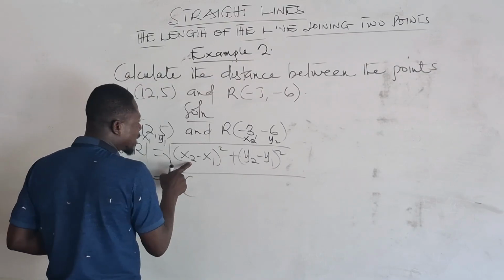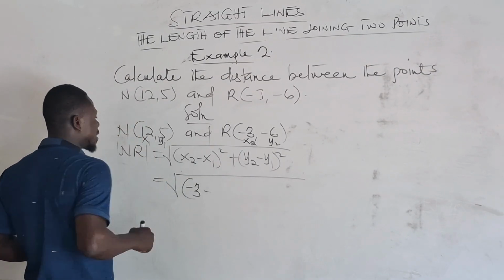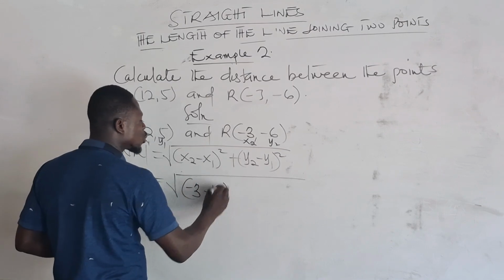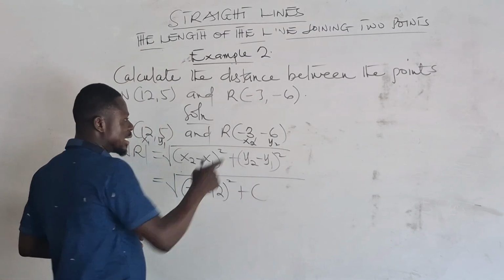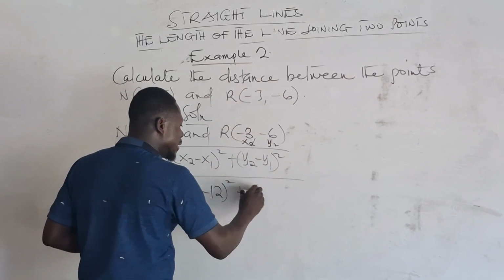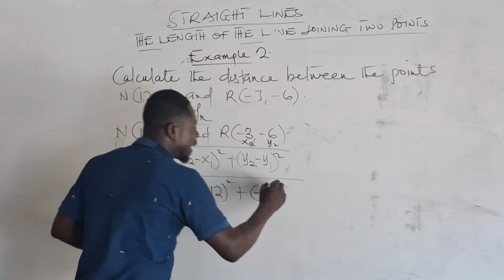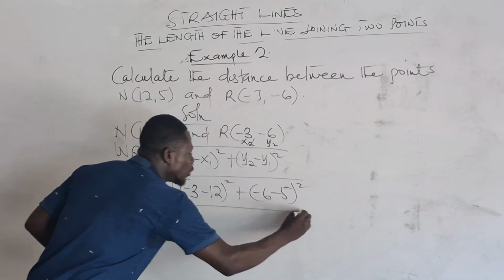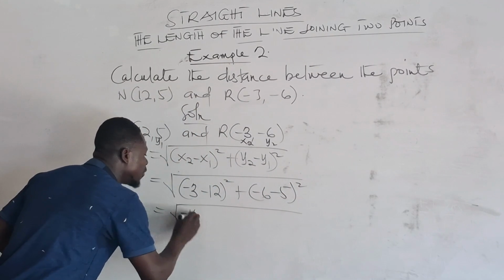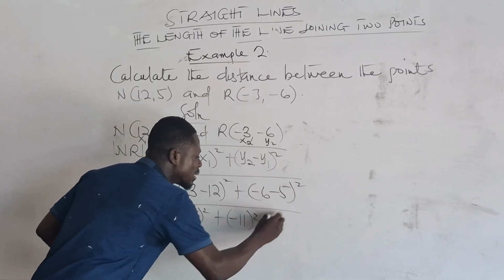So what is x2? x2 is -3. What is x1? 12, squared, plus, when we come to the y part, the y2 is -6 minus y1, which is 5, squared. In a square root, we will have -15 squared plus -11 squared.